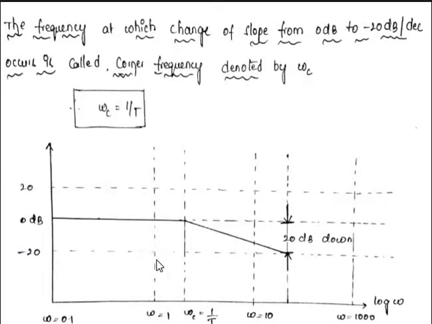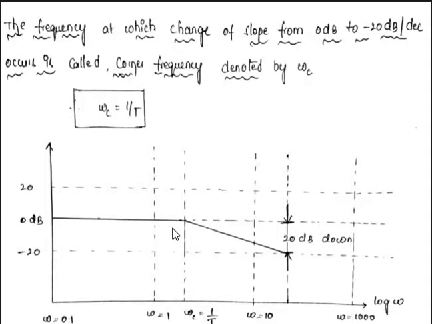Initially the graph is divided into decades. Omega from 0.1 to 1 is one decade, 1 to 10 is another decade, 10 to 100 is another decade, like that. Now we want to identify omega c, which is nothing but the corner frequency. From this line we can identify omega c. For example, omega c is equal to 1 by T, this is the formula. So for example, this is the corner frequency omega c.